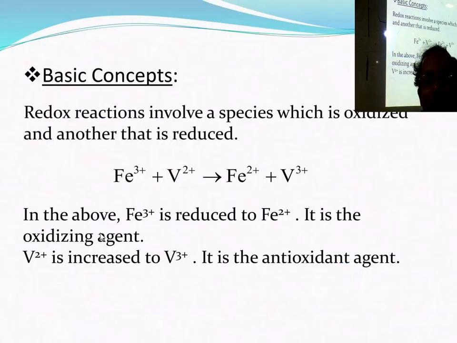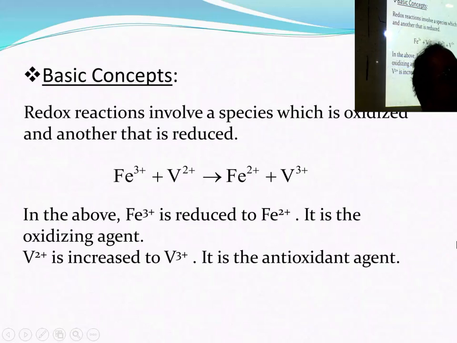These are the basic ideas. Example: Fe3+ and V2+ giving you Fe2+ and V3+. This is getting reduced and this is getting oxidized. So in this case, Fe3+ is acting as an oxidizing agent, itself getting reduced, whereas V2+ is itself getting oxidized, so it is acting as a reducing agent.